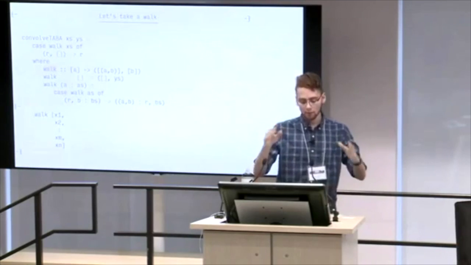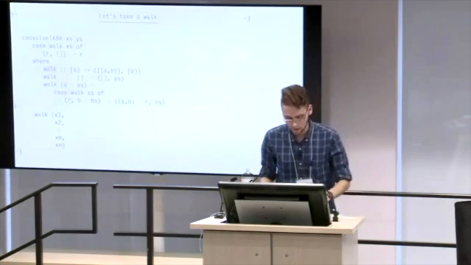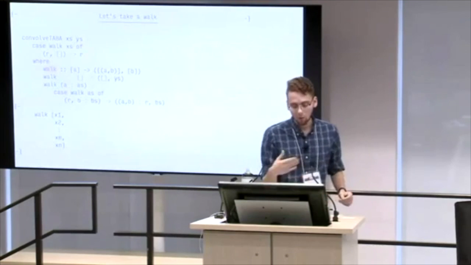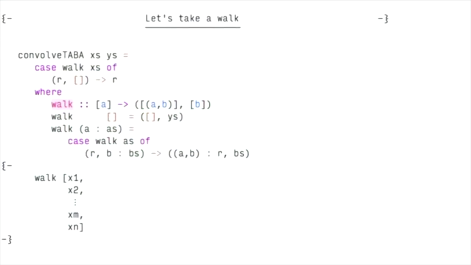So I want to walk through how walk works. So notice that we immediately call walk on x's. That's the first argument of our convolution function. And we're starting with a stack, and I'm just sort of symbolically representing the stack of things that we have in our context as we're making these recursive calls. So we start with an empty stack, and we start with the initial list of x's.